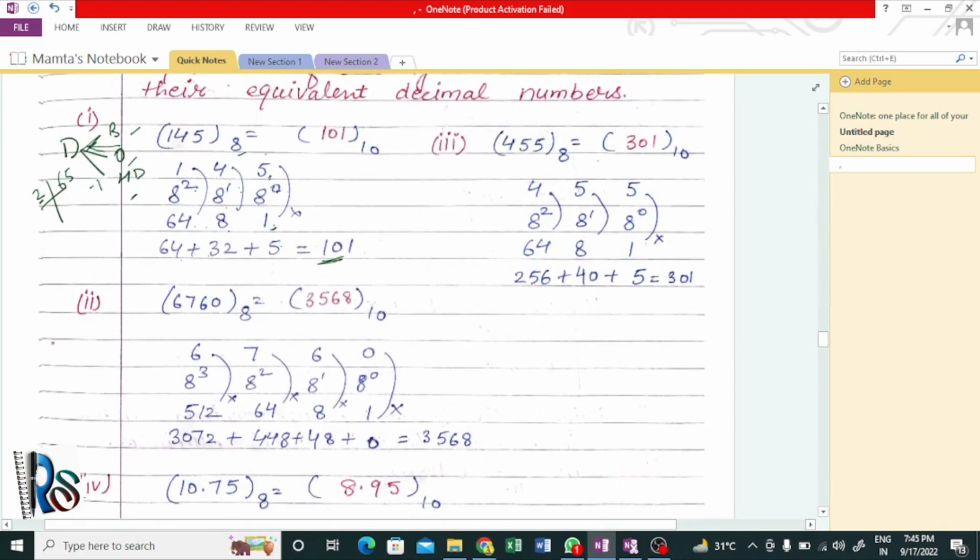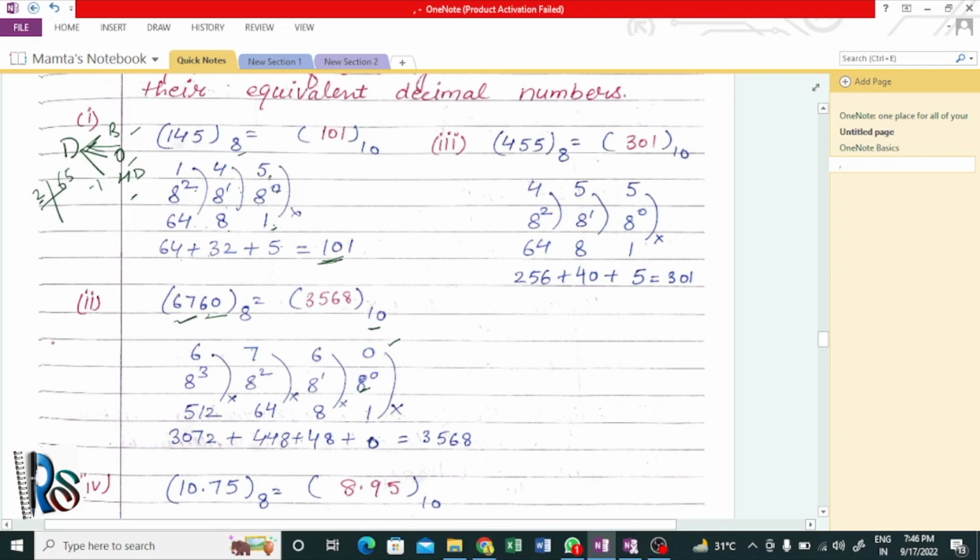The next part is 6760 octal, and we'll convert this octal number into decimal. So the same procedure we need to follow. First we'll write the digits of the number. 6760 we have written over here. Then we will write the base of the given number system. It is octal, so we'll write here 8, and we need to start writing the power from the right and every time increase it by 1. 0, 1, 2 and 3 we will write.